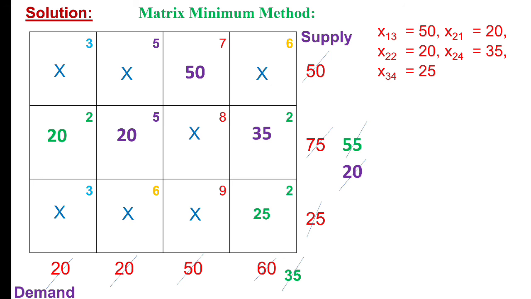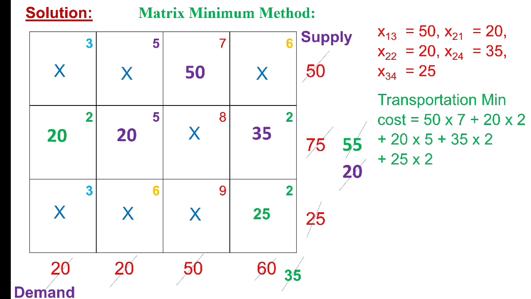Now the transportation cost will be multiplied: 50 into 7, 20 into 2, 20 into 5, 30 into 2, 25 into 2. Then the cost will be 350 plus 40 plus 100 plus 70 plus 20. The complete transportation cost and allocated values are calculated and we get the value 610. This is the way the matrix minimum or least cost method will be calculated. Let us consider another problem.